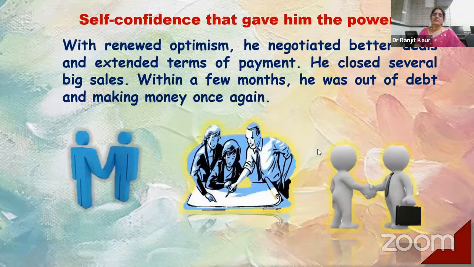With renewed optimism, he negotiated better deals and extended terms of payment. He closed several big deals. Within a few months, he was out of debt and making money once again.